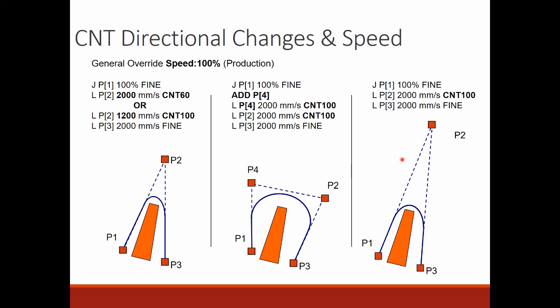Here we're able to maintain 100% of the speed by, again, just elongating this P2 out further away from the object. And so the robot's able to maintain its normal speed by breaking away from this trajectory a little bit earlier, rounding over, and then back to P3.